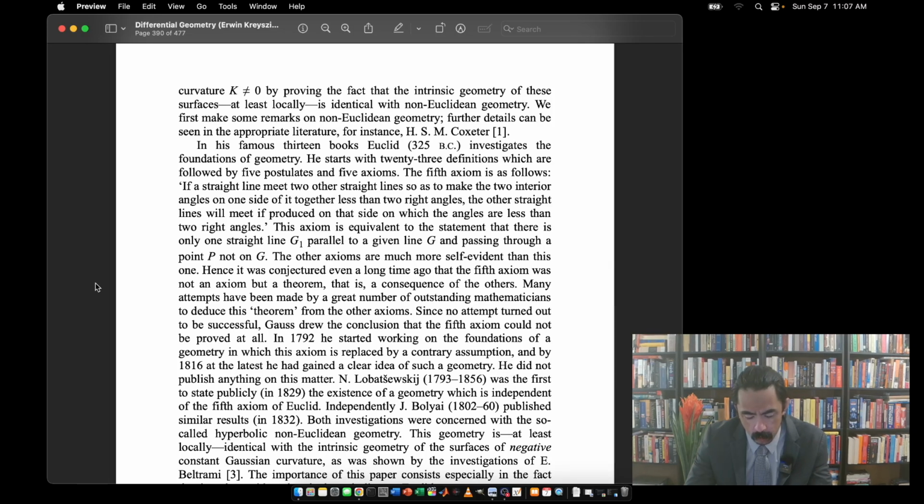For instance, the work titled Non-Euclidean Geometry, published in 1957 by H.S.M. Coxeter. In his famous 13 books, Euclid, circa 325 BC, that is to say, Euclid was after Plato. He was before Apollonius of Perga. And is it Perga or Pegra? I forgot. I've mentioned this before.